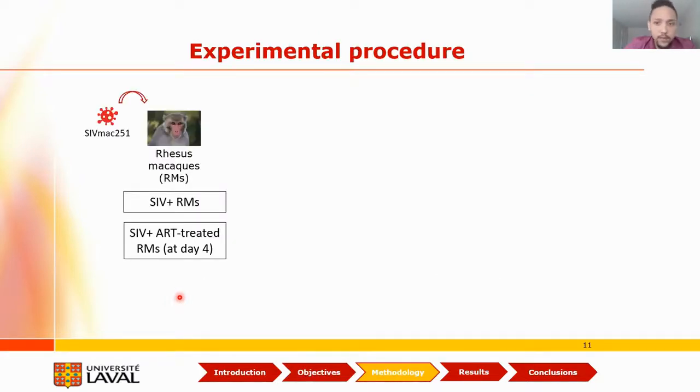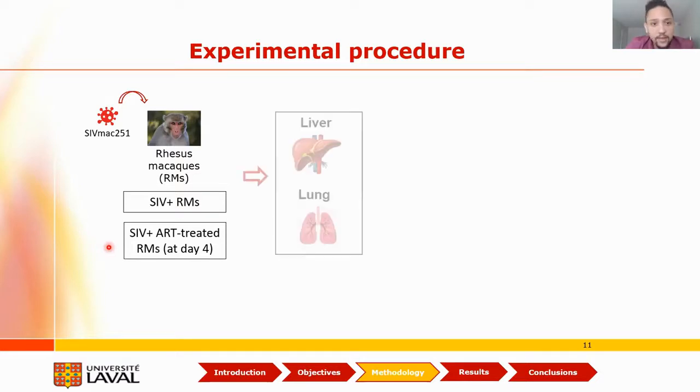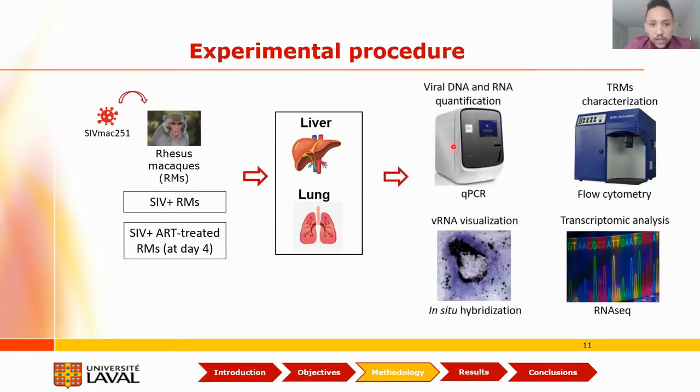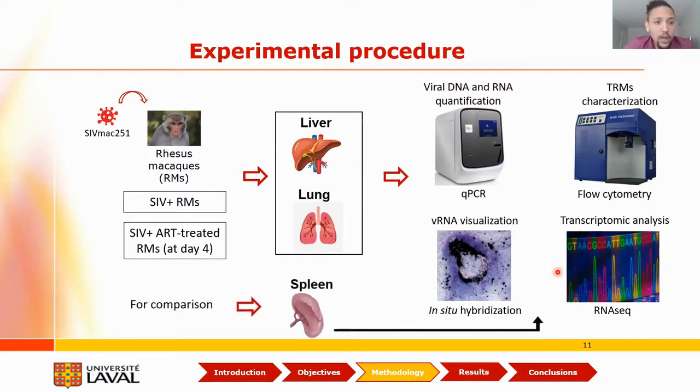So how do we proceed? We used rhesus macaques that we naturally infected by HIV and macaques that we treated at day 4 after infection. Monkeys were sacrificed at different time points post-infection, and we recovered liver and lung tissues for viral quantification, for viral RNA visualization, for tissue-resident macrophages characterization, and for transcriptomic analysis. And for comparison, we performed the same experiments with splenic tissue.